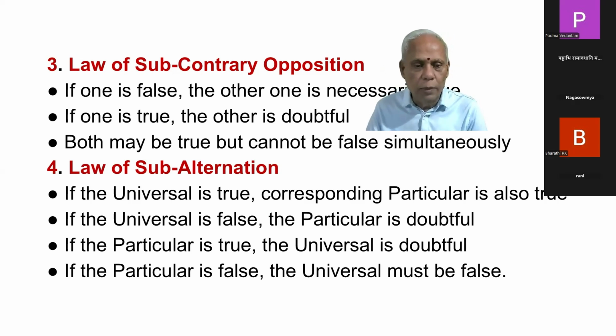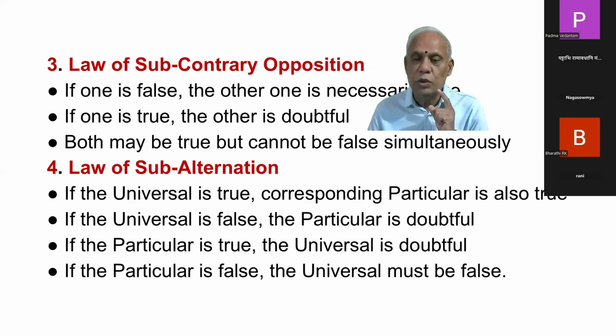Then coming to the law of subalternation: if the universal is true, what about the particular? A, I, E, O. Correct. Now, A is universal because it is "all." I is particular because it is "some." Similarly, E is universal and O is particular.